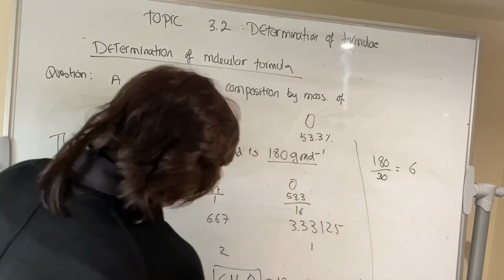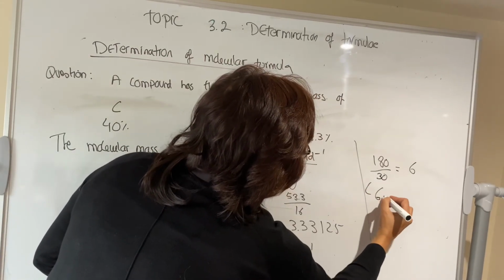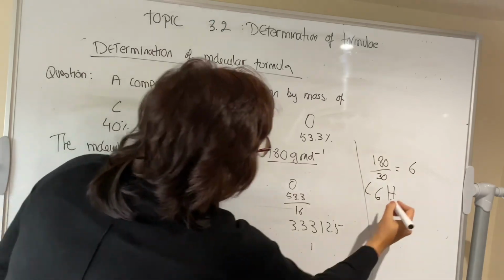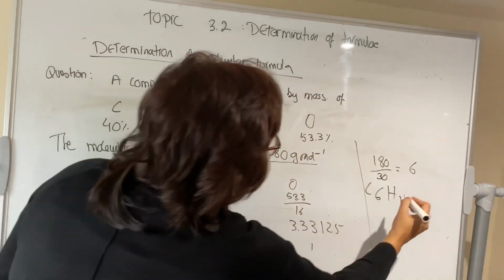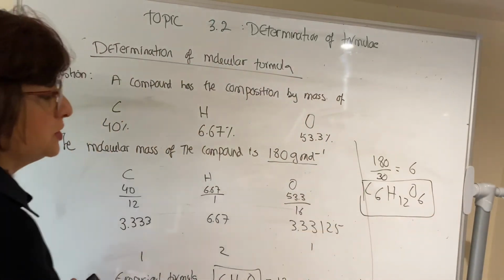So you take your empirical formula and multiply by 6. So your molecular formula is going to be C6H12O6. So that's your molecular formula calculation explained.